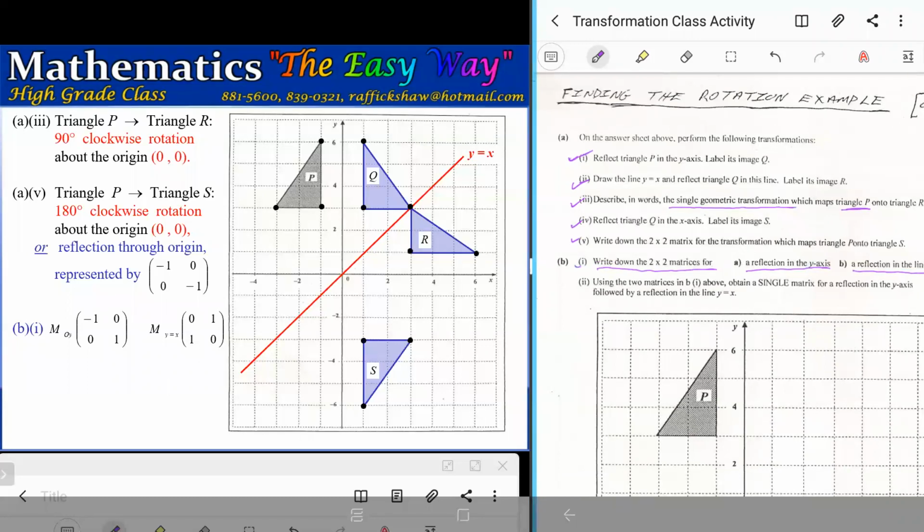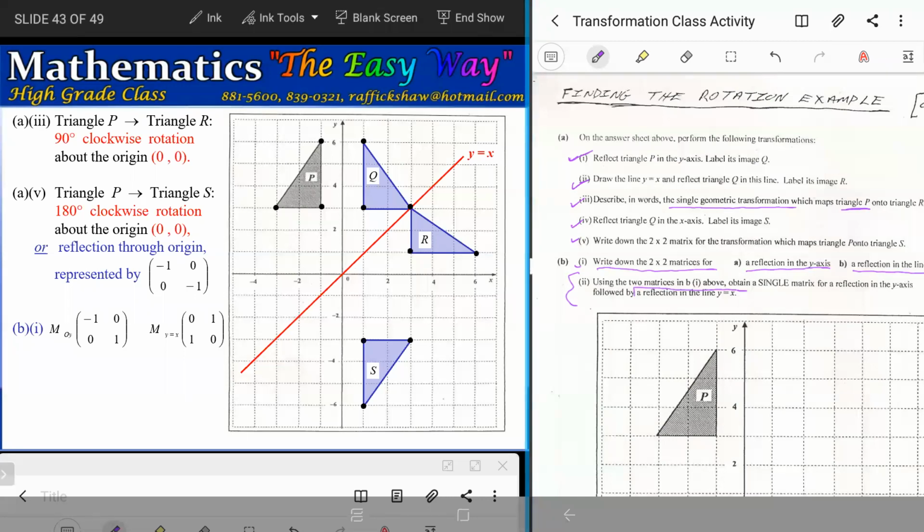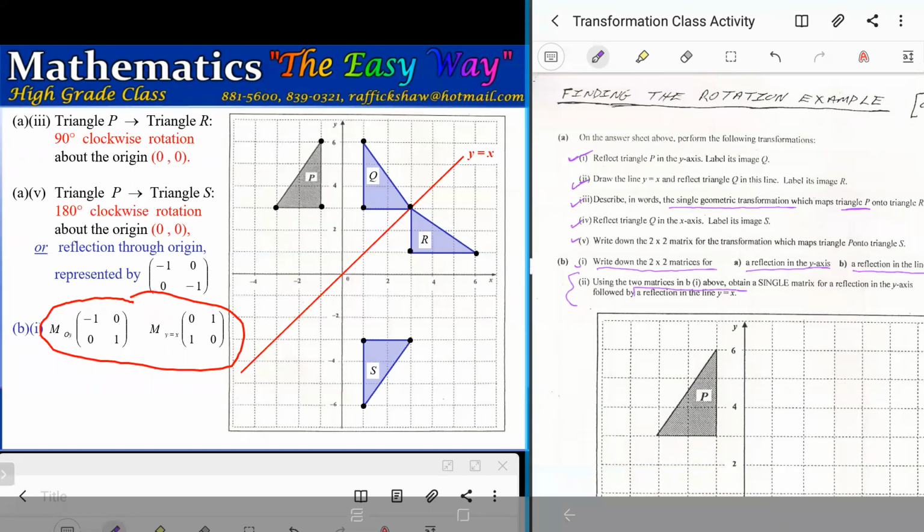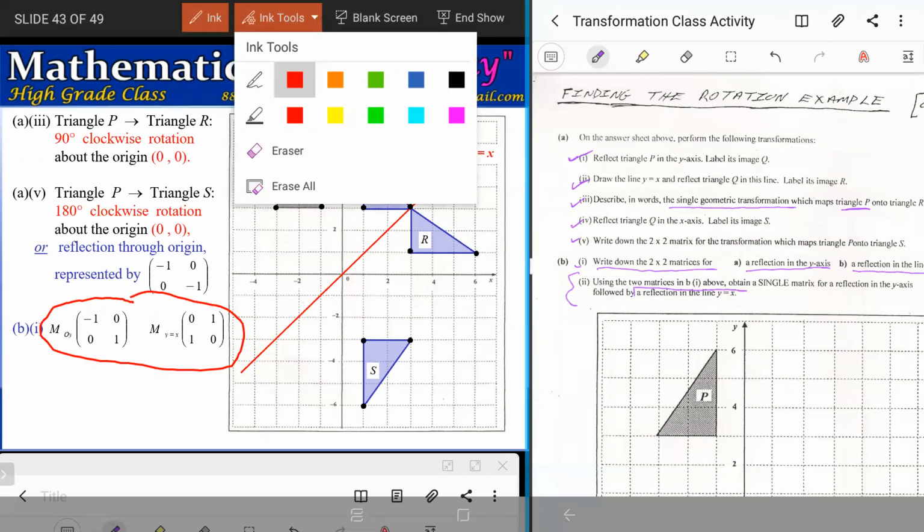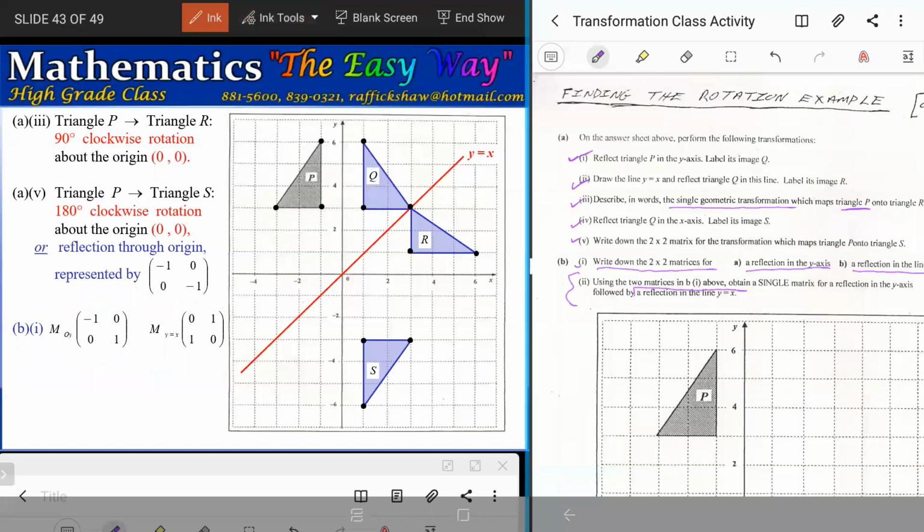Look at the last part, the testing and knowledge of the compound, the one transformation followed by another transformation again. We're supposed to know what the answer is before you even do it. Look at it. They say using. In other words, you have to show the calculation now. Using the matrices from B1, in other words, using these 2 matrices that we just wrote down over here. I have to show the calculation. Using those 2 matrices, that is what they want us to do.